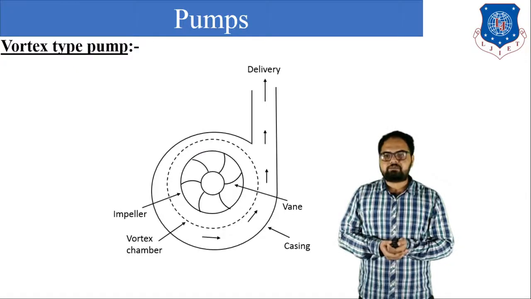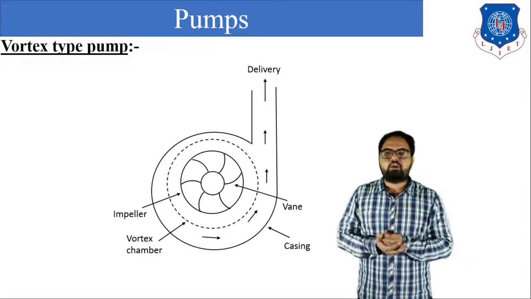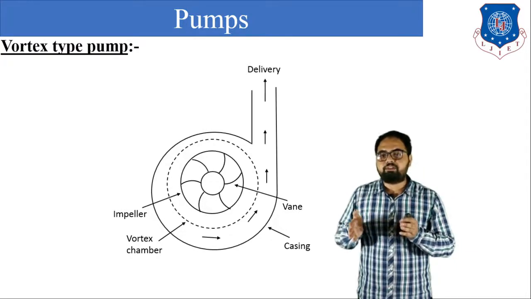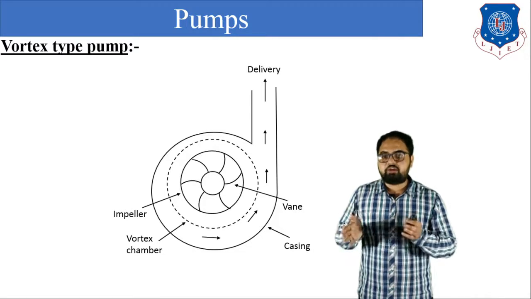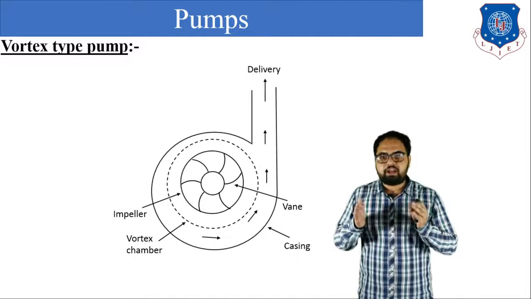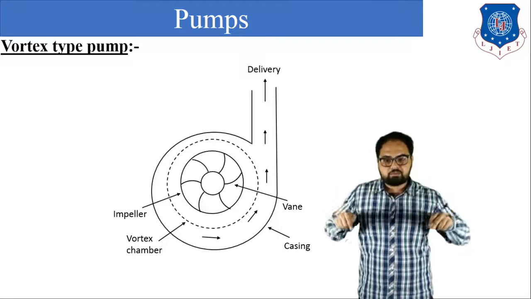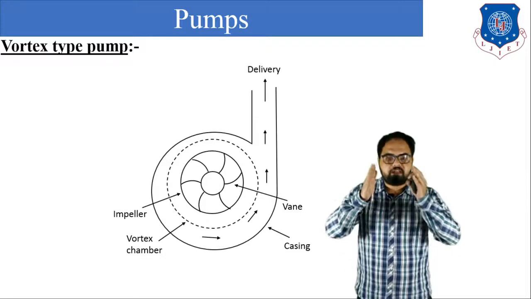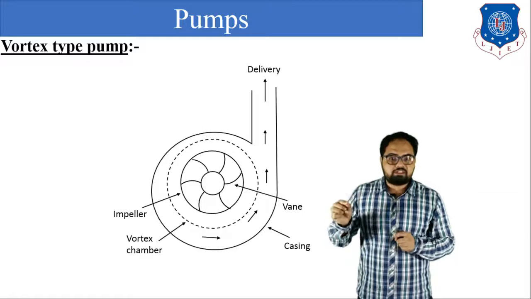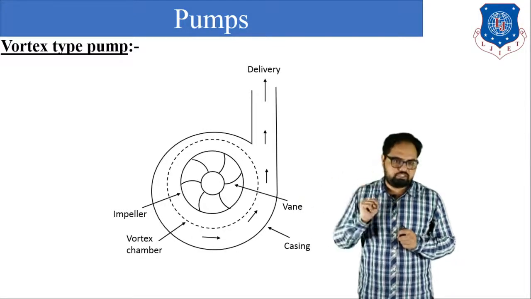Next is vortex pump. The vortex pump is a modification of volute type pump, because in volute type pump there is a problem with the eddy losses. Due to the eddy loss, its efficiency is reduced. So for removing those eddy losses, we insert one annular space or circular ring between the impeller and the casing, so that the conversion of kinetic energy into pressure energy takes place in two stages.